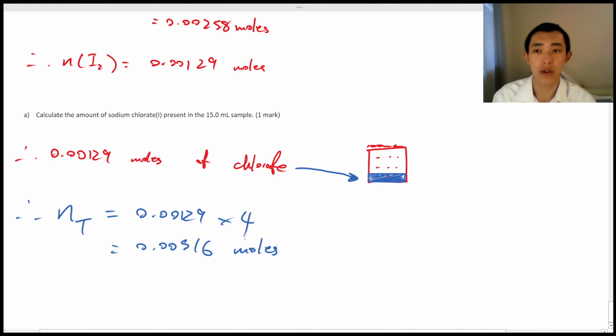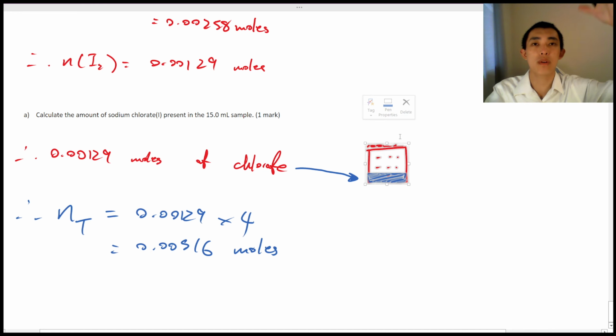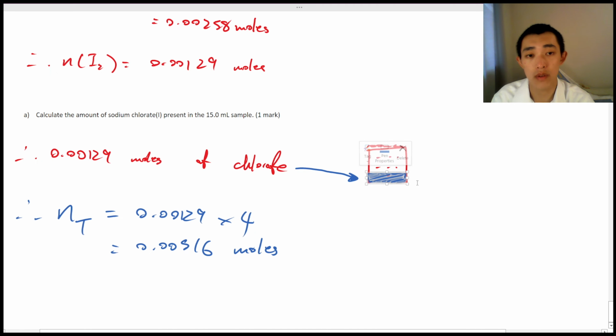That is the amount of sodium chlorate present in the 15 mils, right? This is the 15 mils. The 15 mils was then stretched to 100 mils, but that doesn't actually change the number of moles. It doesn't do anything besides change the concentration. And then we've used a quarter of that 100 mils, which means we used a quarter of the 15 mils in terms of moles, really.